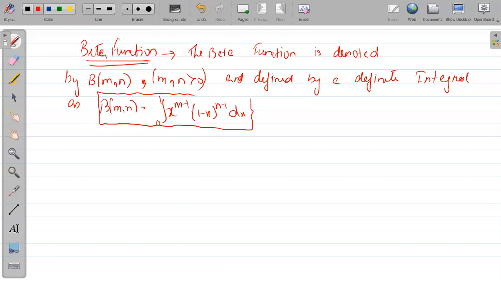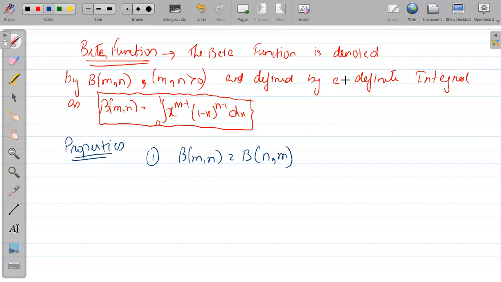You should remember it is also representing an area function, because every definite integral represents some area. If you change m comma n, the value will be changed. So what is the variable of this beta function, if anyone asks? There are two variables. It is a two variable function, m comma n. I hope it is clear to you. Let's write down the properties. First property, beta m comma n is equal to beta n comma m.